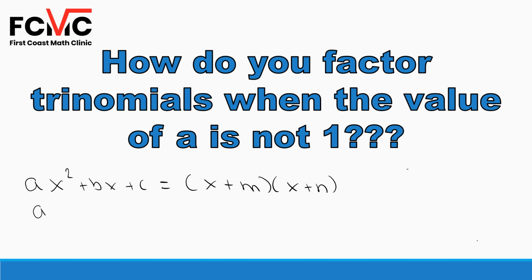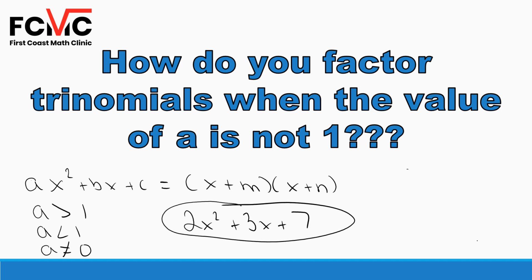In this video, our a values are going to be either greater than 1 or less than 1, and not equal to 0. So we're going to be working with examples like 2x squared plus 3x plus 7. We're going to figure out how to factor examples like this, because the steps you have to cover to factor something like this are a little bit different than if our a value is equal to 1. All right, let's get into our examples.